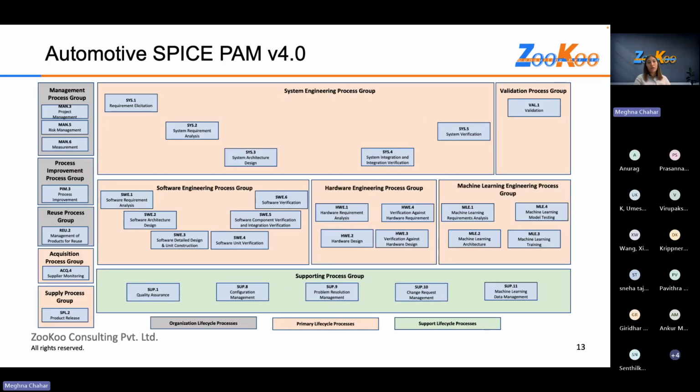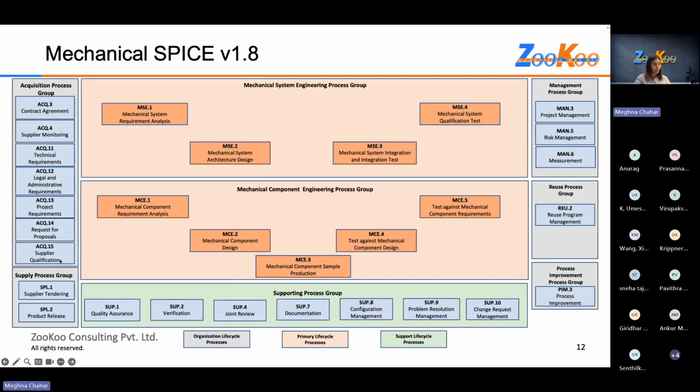Now, before we see version 2.0 of Mechanical Spice, here I have shown you the Automotive Spice version 4.0, which was released last year. What they had done was remove all the processes which were not being asked for by the majority of the companies and OEMs, and were not very much used. So here you can see the acquisition process group. Only ACQ4 is considered. All the rest were removed.